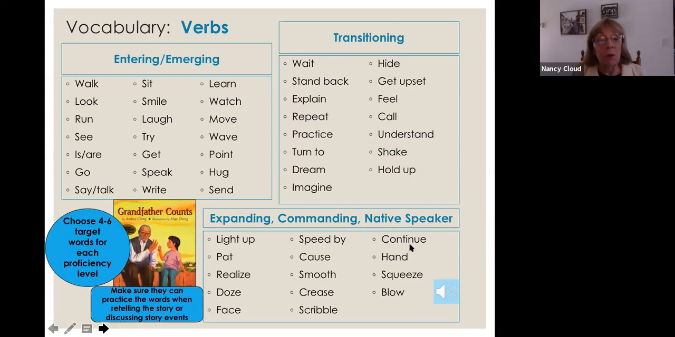But what I would like you to do is to choose 4 to 6 target words for each proficiency level that you think it would be worth learning, because if students are going to retell the story or discuss story events, they would need those verbs, okay? So you're not just choosing helter-skelter 4 to 6, you're choosing them because you think they could be used when the students retell the story, okay? So I'm gonna give you some music to work by. Pick 4 in each category because you think they could be used when they retell the story.